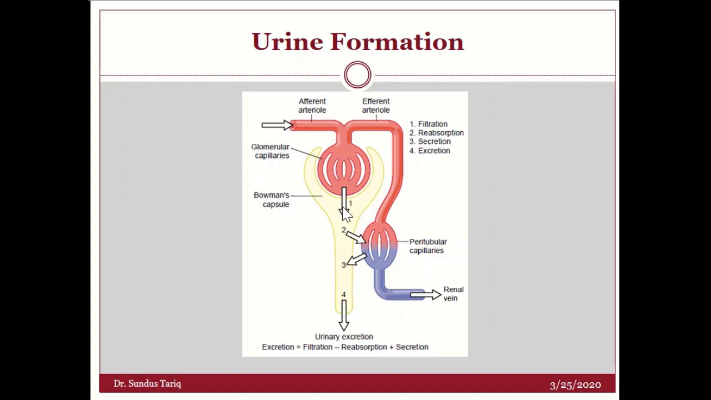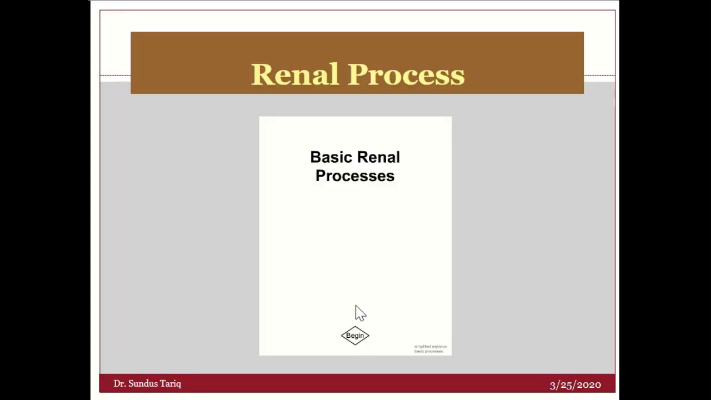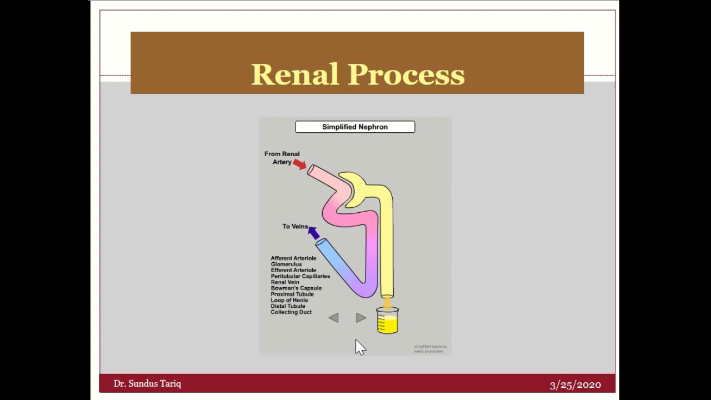Okay. So first of all, we will see basically one by one what is filtration, what is reabsorption, what is secretion, and what is excretion. Over here you can see a very simplified version of the nephron. This is the Bowman's capsule, all the tubules over here. Okay, and this is afferent arteriole, efferent arteriole, the peritubular capillaries, and then the veins. So what is happening here?